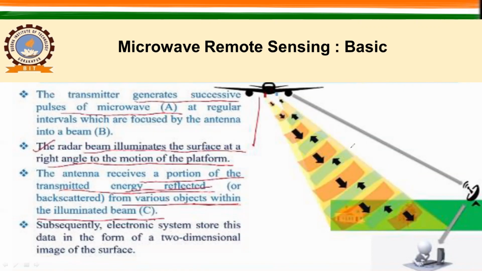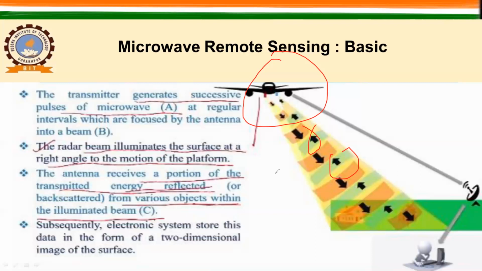It will go back like this, and it will be recorded by your sensor. Here a sensor has been placed and it is recorded by your sensor. So in between, the radar beam illuminates the surface at a right angle to the motion of the platform. So this is the movement direction in this case, right? I cannot draw the third direction, so this is actually for the visualization. The antenna receives a portion of the transmitted energy reflected from the various objects within the illuminated beam C.